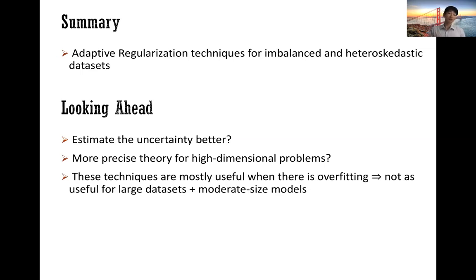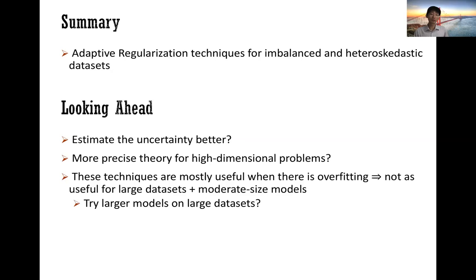Another note is that these regularization techniques, as many other regularization techniques, are mostly useful when there's overfitting, right? So they are not as useful for larger datasets and moderate size models where there's not a lot of overfitting. Suppose your dataset is really, really large and you are not using a gigantic model, then maybe this kind of technique won't be super useful for you.